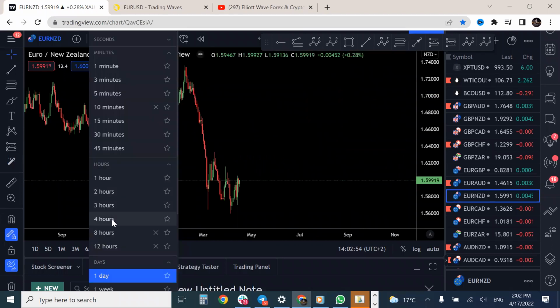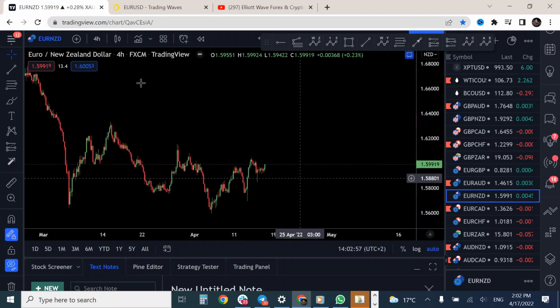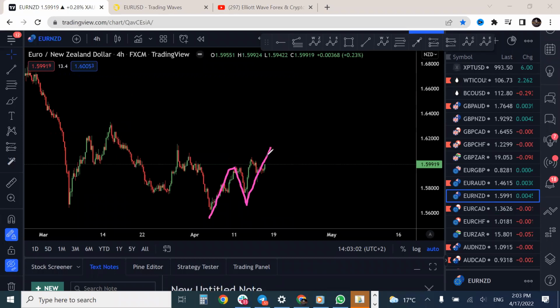Let me go to the 4-hour. This is simply bearish. We're still going to see more downside. So it's giving us this three-wave structure here in A, B, C corrective structure. You're going to see more upside in the coming week, but essentially this one will continue to the downside. All right, EURCAD.